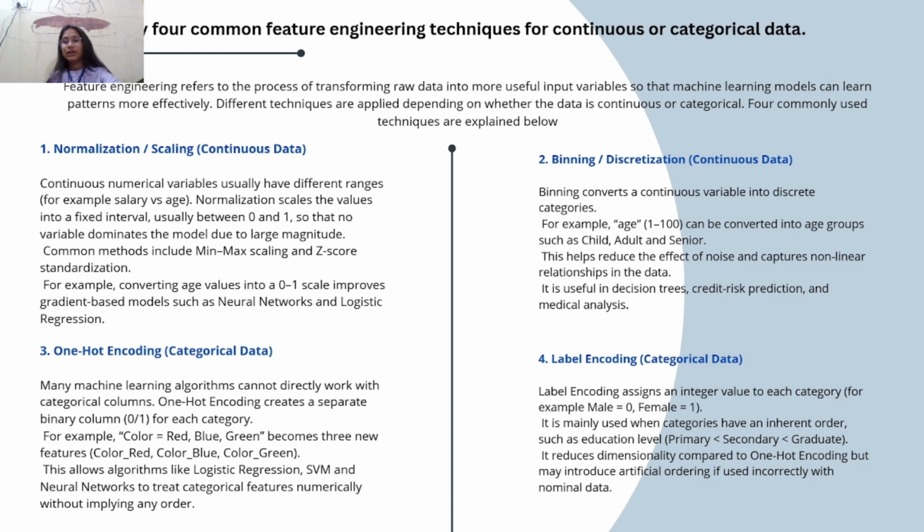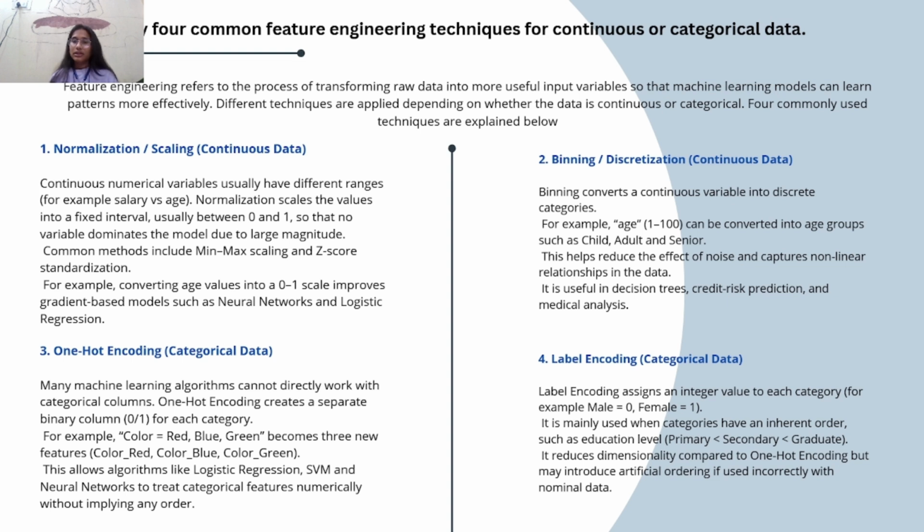After that, moving ahead with the next technique, binning or discretization. Binning converts a continuous variable into discrete categories. It is applied on continuous data only. So it converts continuous values into ranges, for example, age into teen, adult or senior. These are all the categories. It is useful when data is noisy, capturing non-linear patterns.